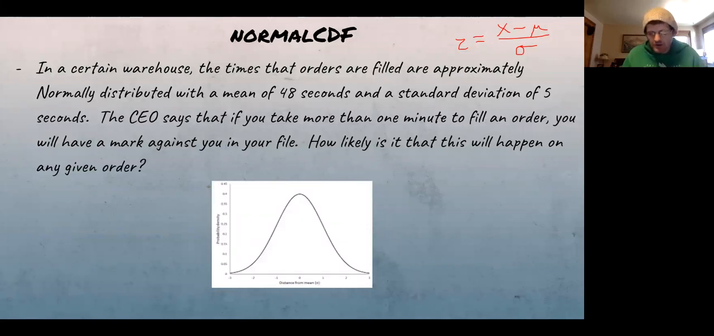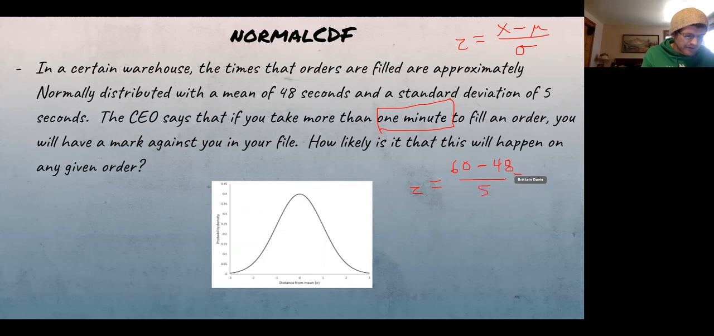Anyways, what I want to do is draw a picture of this, and I'm going to start by calculating a z-score. So my z-score is going to be 1 minute. This is the value of interest here. So of course that's 60 seconds. So 60 seconds minus the mean of 48 divided by 5 is going to be 12 divided by 5.